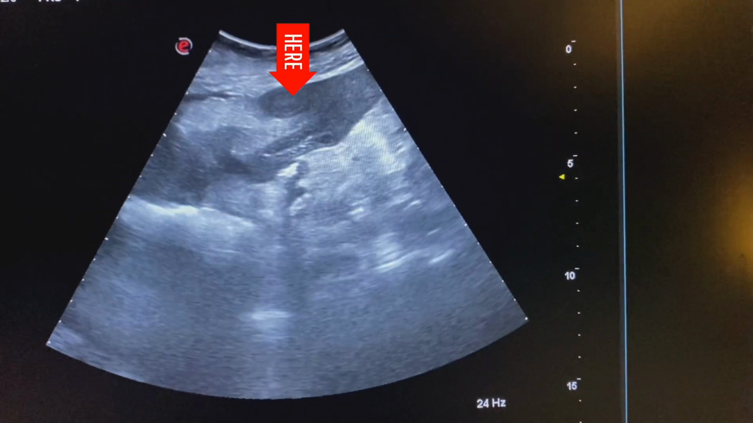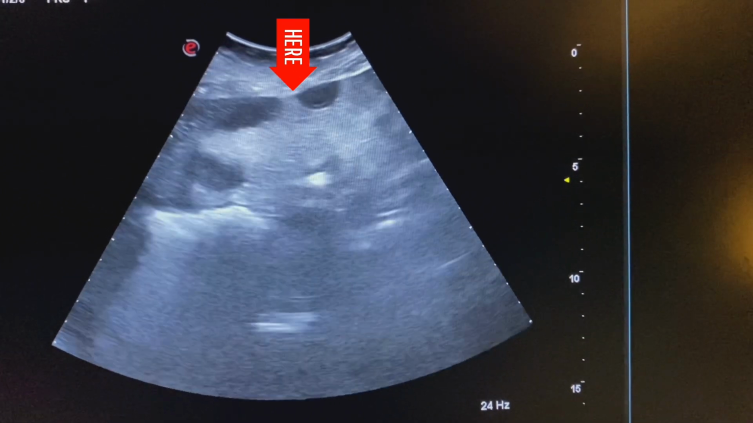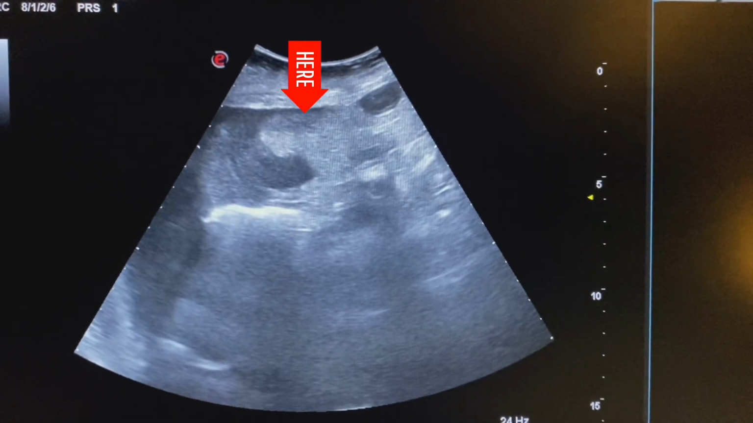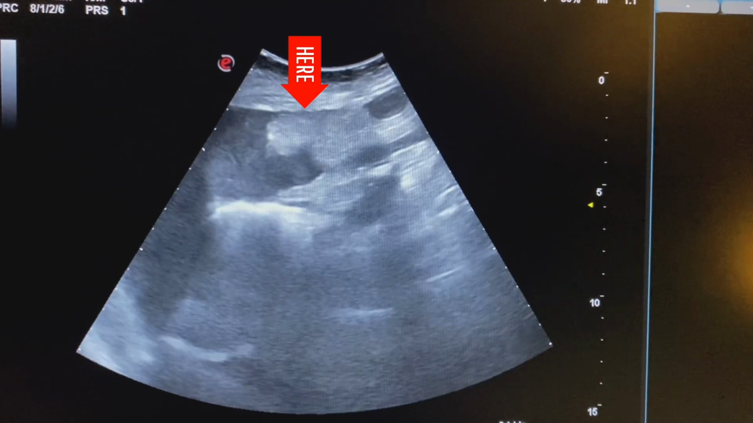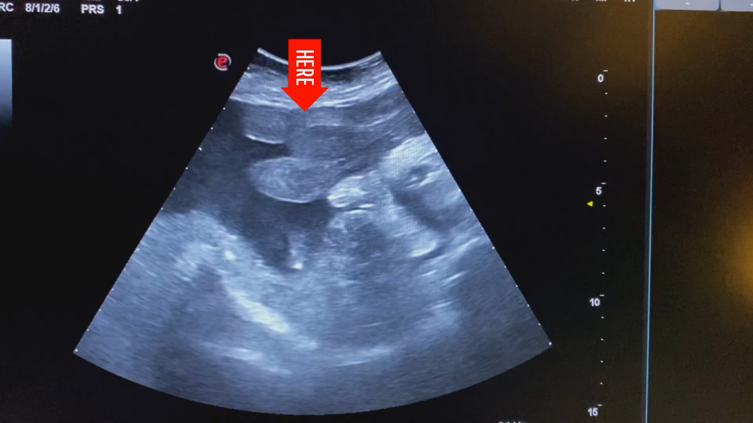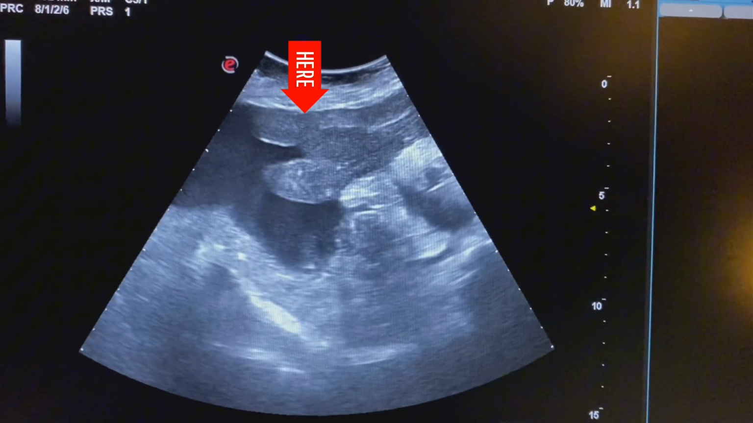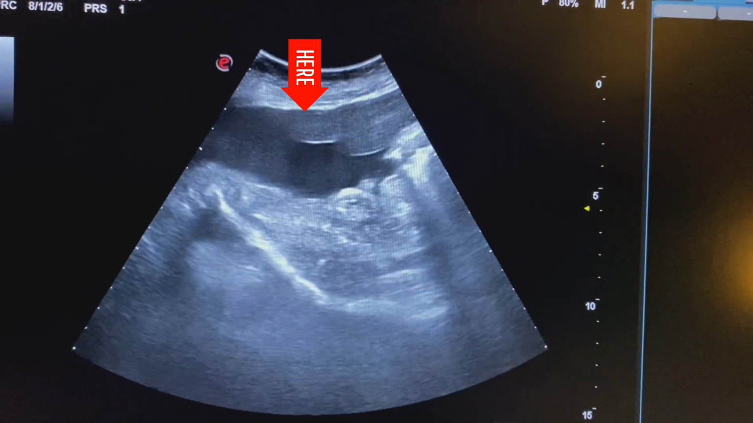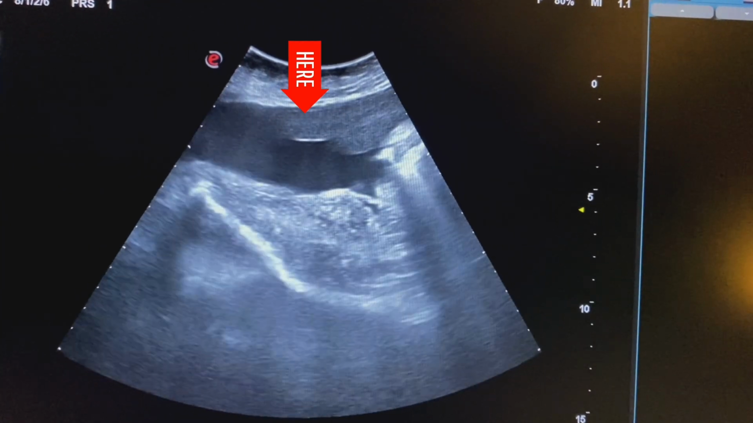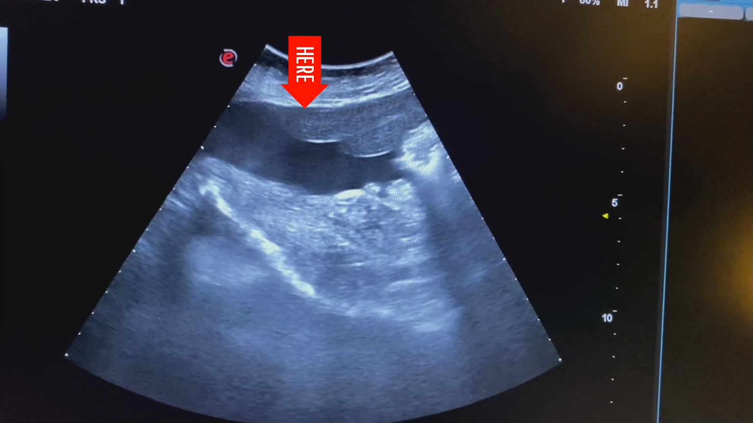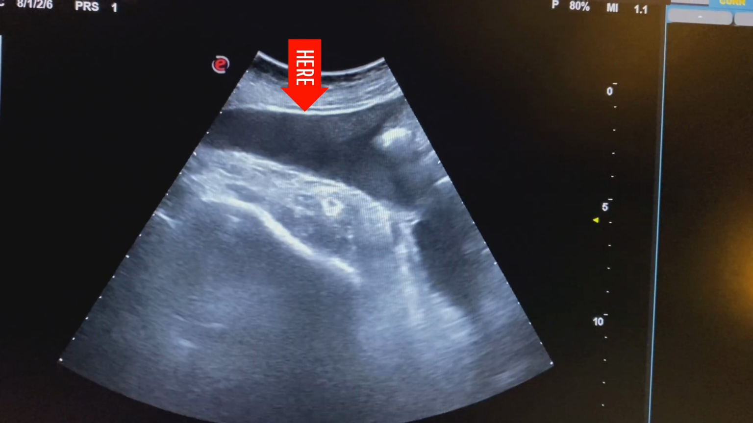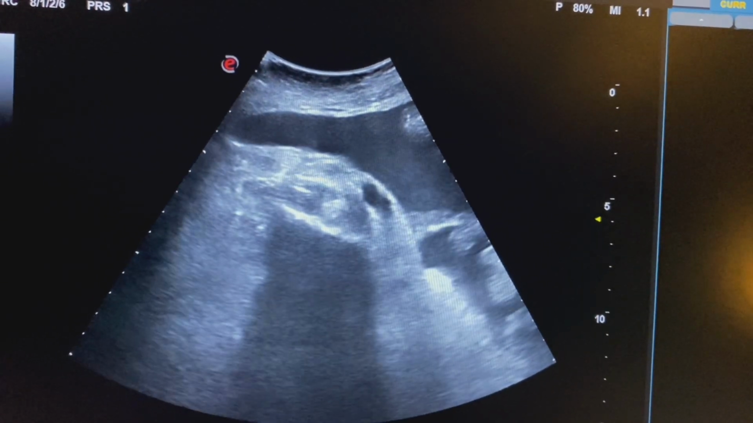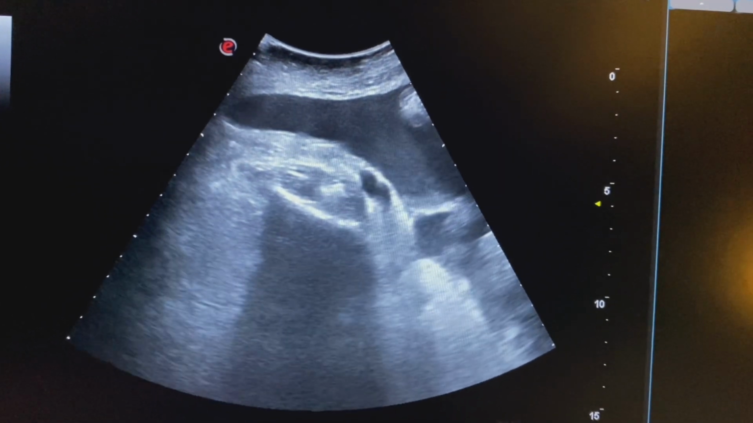These are gut loops, and gases are also seen in the gut loops and fluid containing debris. These are small intestines. The gut loops appear to be normal. No obstruction or dilatation of gut loop is seen.